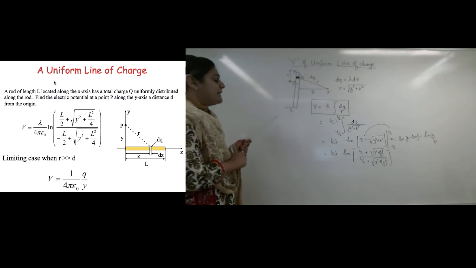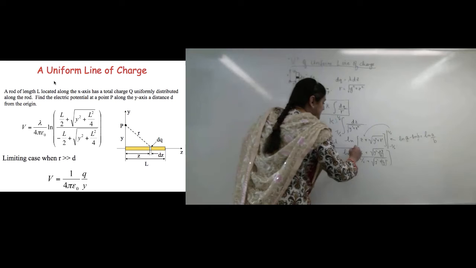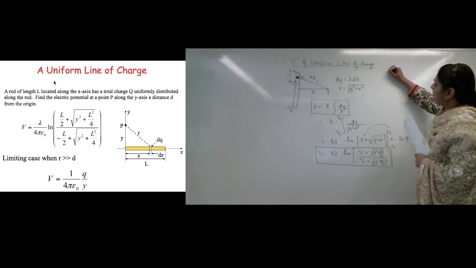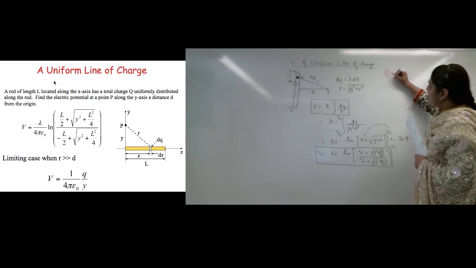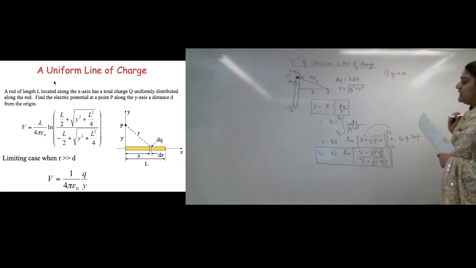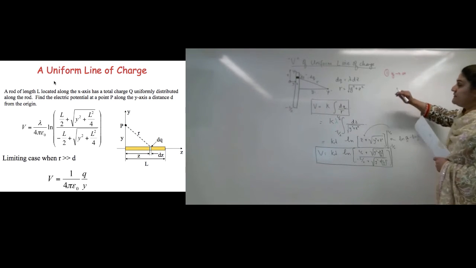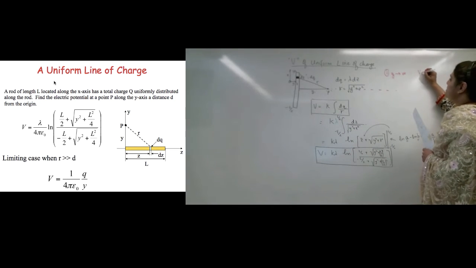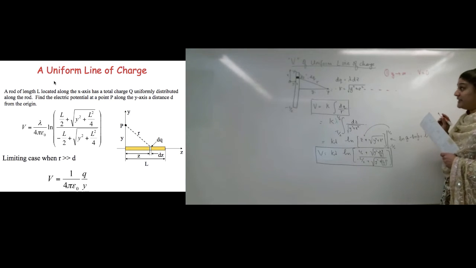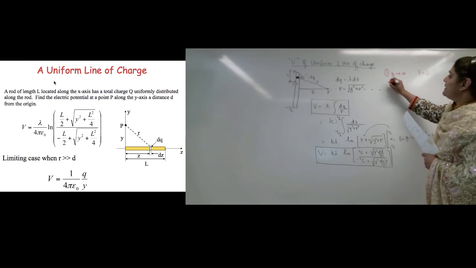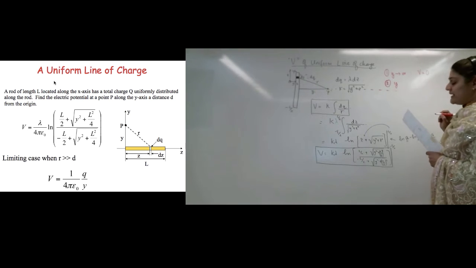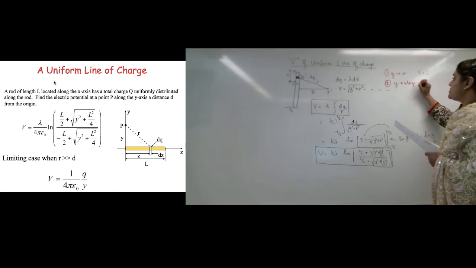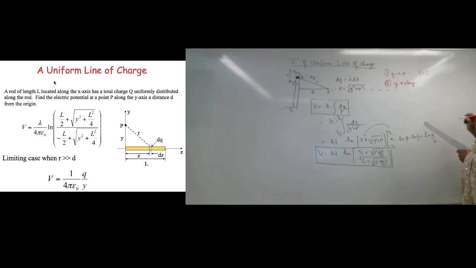Now let's talk about some limiting cases. What are the limiting cases in this scenario? Number one, what happens when y goes to infinity? Well, as y goes to infinity, your point P moves further and further away. That means the potential at that point, at infinity, is going to be 0. Number two, what if y is not at infinity, but y is very large? It's still large, so then V cannot go to 0, but what happens?